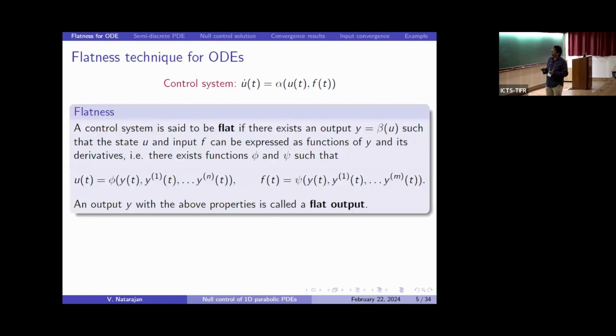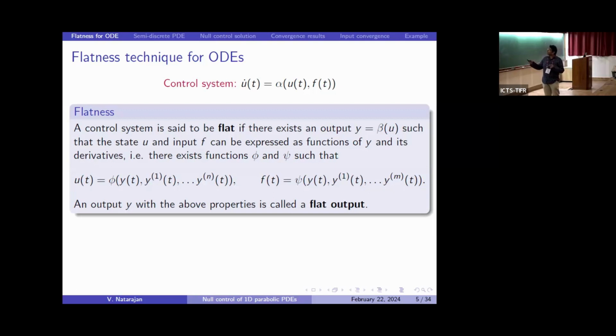So let's first recall the flatness technique. You have a control system, u dot equals alpha of (u, F), where u is the state of the control system and F is the input. Now, what do we mean by a flat system? You say a control system is flat if there exists an output y, which is some function of u. You should have this map beta, y equals beta of u.